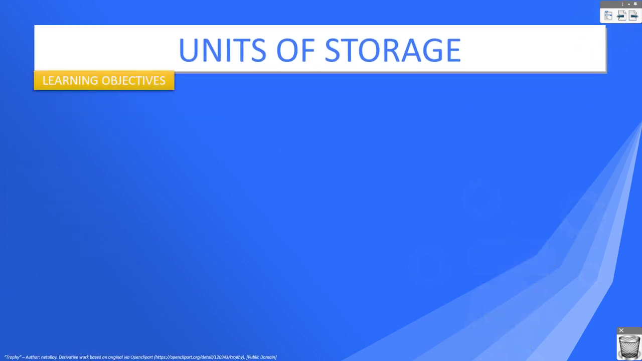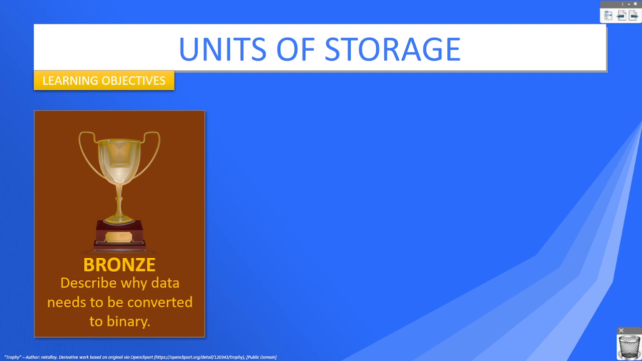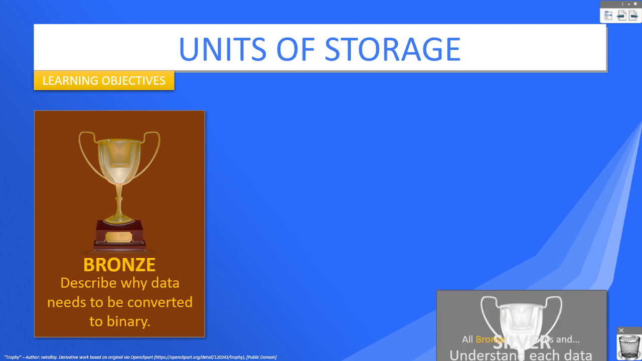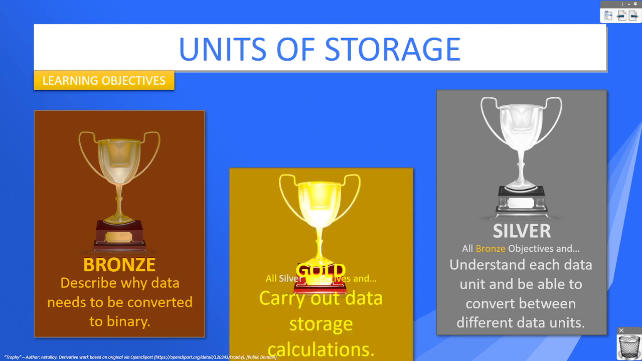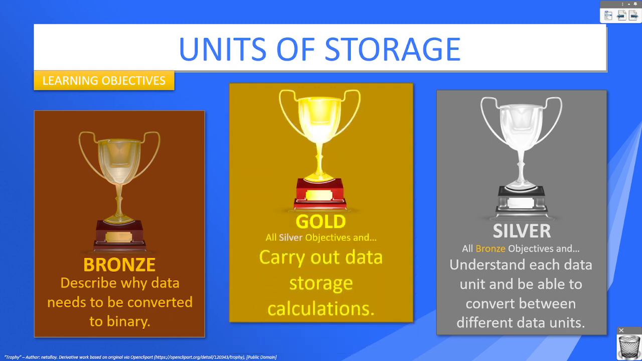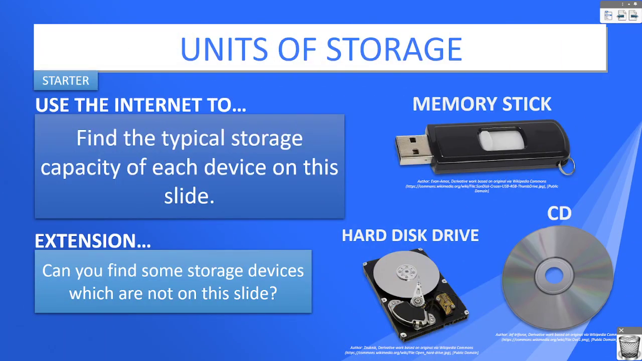So, what we're going to learn in our objective is to be able to describe why we need to convert binary into other formats. At silver, we can understand that each data unit can convert between different data units. And at gold, we're going to complete all silver and bronze objectives, but to simply carry out some storage calculations.